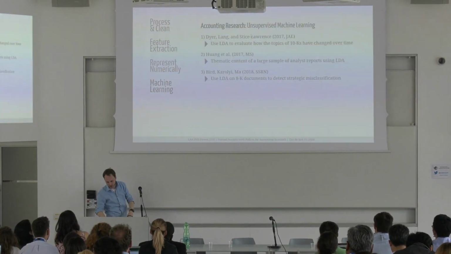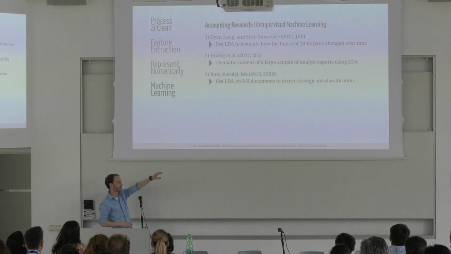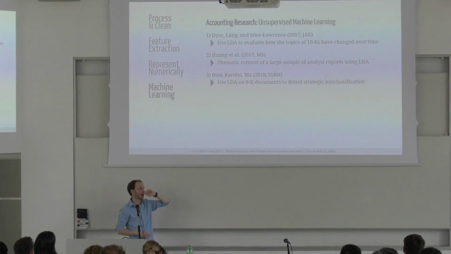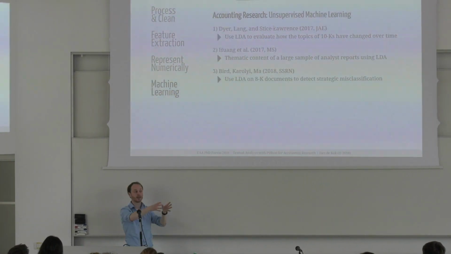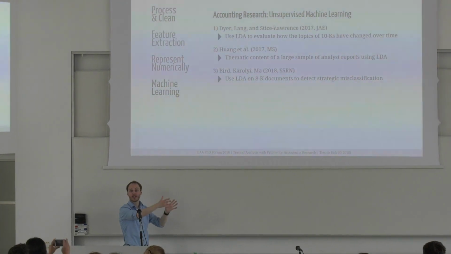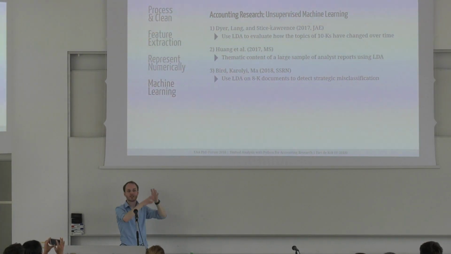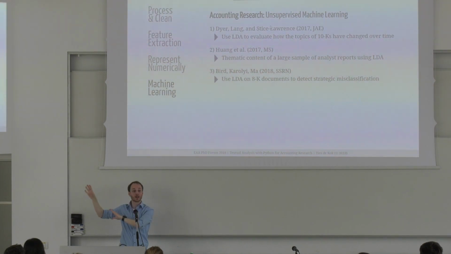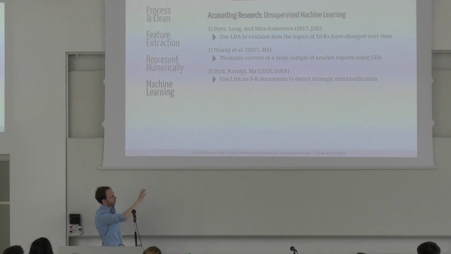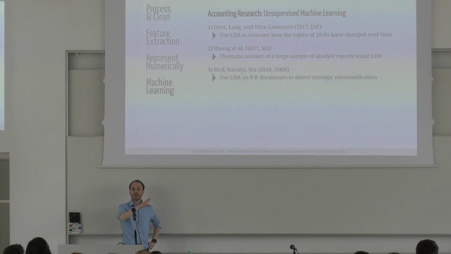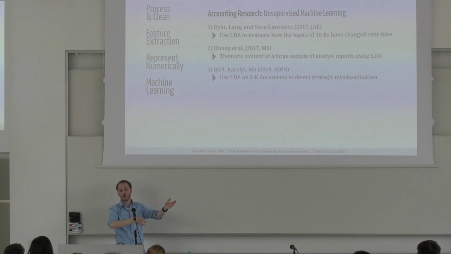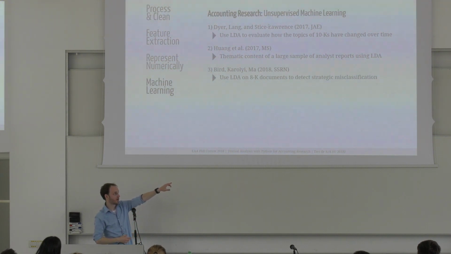We see a lot of papers pop up that try to do this. A couple of examples: we have Dyer, Lang, and Stice-Lawrence, a recent JAE paper. They try to evaluate whether the topics of 10-Ks changed over time. They take all the 10-K documents in a year, run LDA on it, and then see whether this topic distribution changes over time. We have Wang et al., a Management Science paper, also very recent. They apply this LDA technique on analyst reports to get a sense of the thematic content of these analyst reports. We also have a working paper by Bird et al.